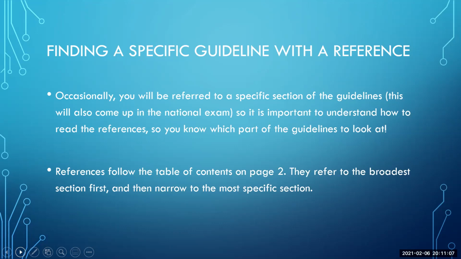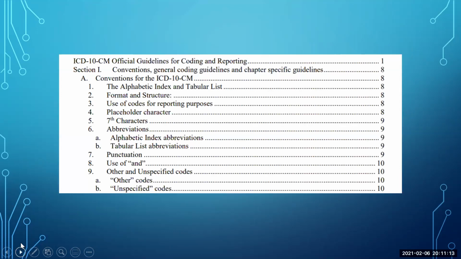for the guidelines. I know that might not make sense if you aren't looking at it, so let's go ahead and look at it. This is what the table of contents looks like for the guidelines, and you'll see they have section 1, which is the section we're going to be working in most. That's conventions, coding guidelines, and chapter-specific guidelines. Underneath that, it has different sections. Conventions is going to be the first one, and under conventions are even more specific things: format, use of codes, placeholder characters, things we've been talking about already. All of those are listed in the guidelines.